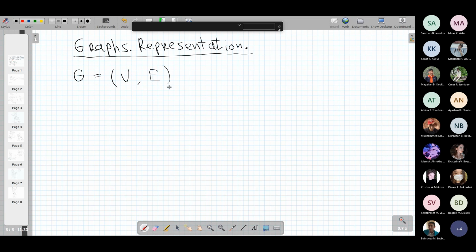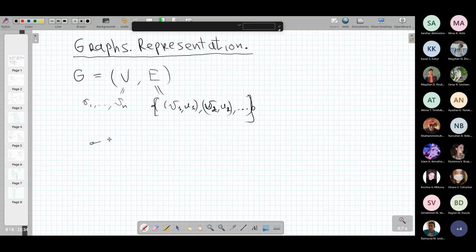And what is an edge then? The vertices are just numbers, like vertex 1, vertex n. And what is an edge? An edge is a pair that connects two vertices, like V1, U1, V2, U2, and so on. So we can have M edges.